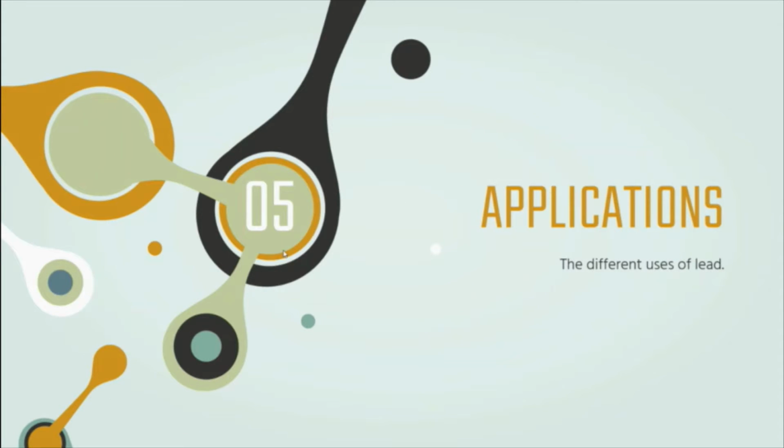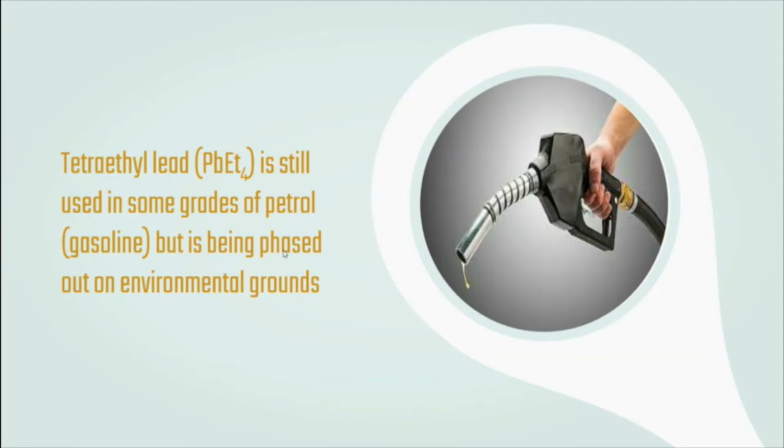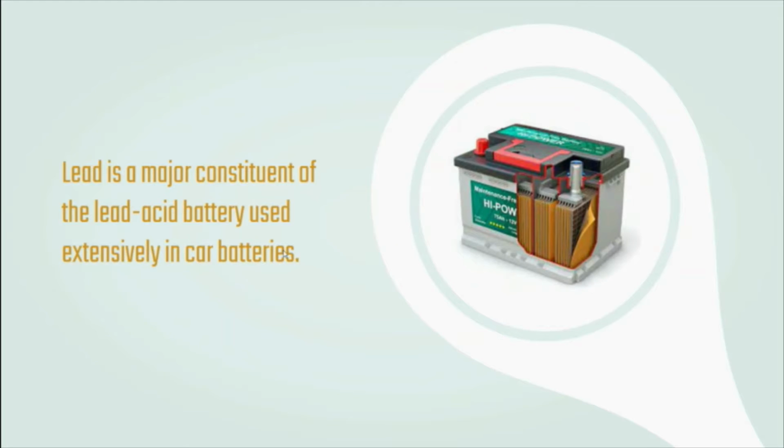Now let's go to its applications, or the different uses of lead. Tetraethyl lead is still used in some grades of petrol or gasoline, but it is being phased out on environmental grounds. Lead is a major constituent of the lead-acid battery used extensively in car batteries.